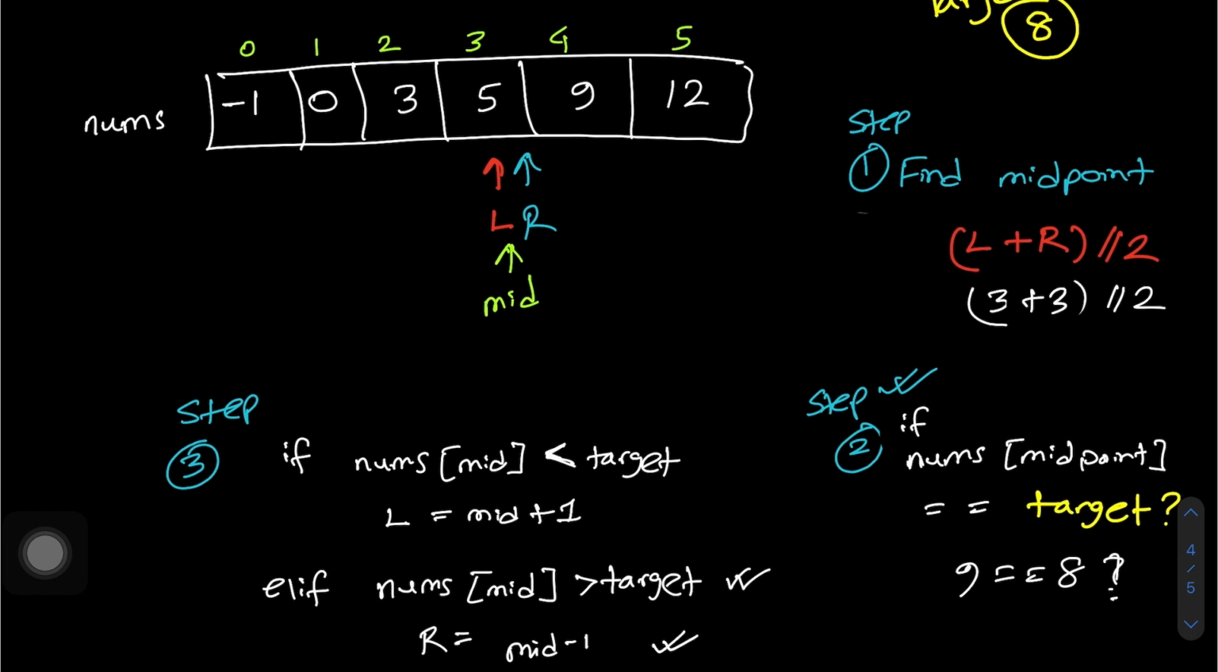So what is num of midpoint? Num of midpoint right now has the value of 5. So is 5 equal to 8? No, it is not equal to 8. So what is 5? 5 is less than 8, right? So what happens when this condition is true?